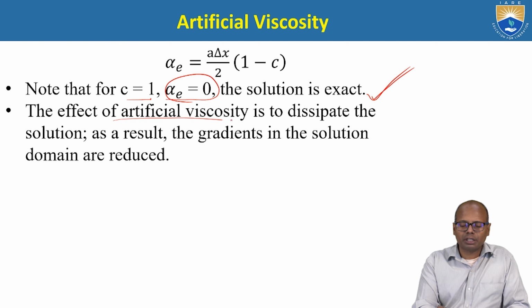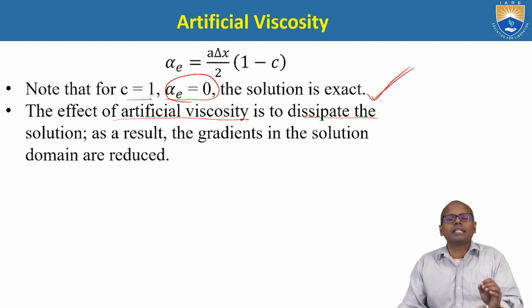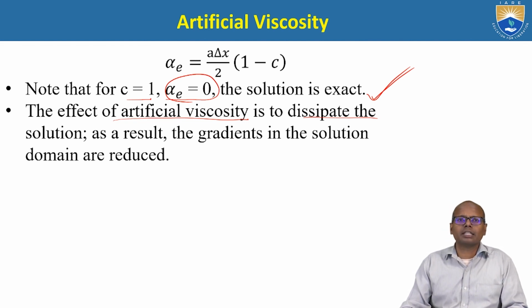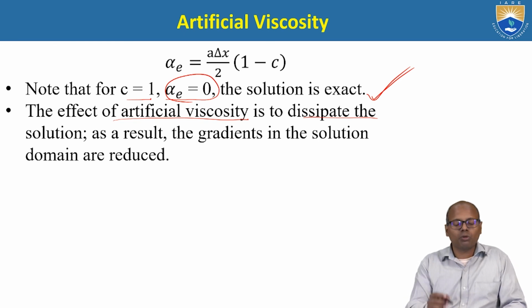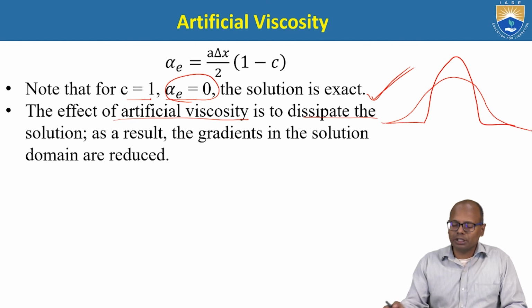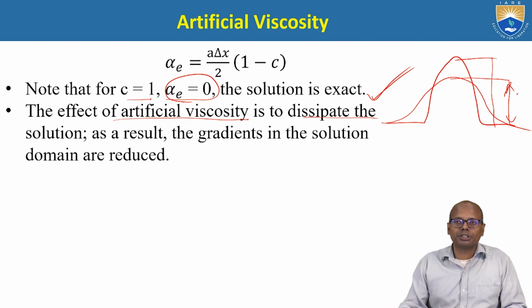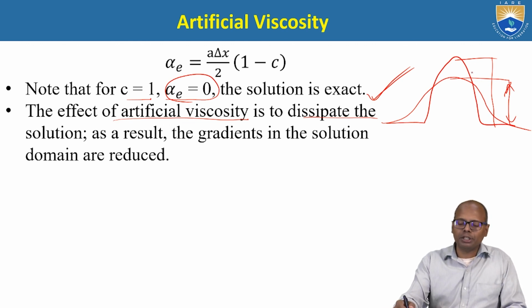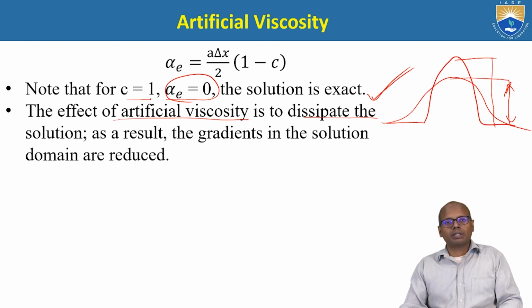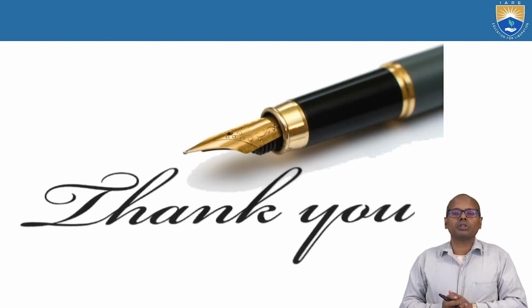Now the effect of this artificial viscosity is to dissipate the error in the solution. As a result, the gradients are reduced. We have seen that this is the exact solution, and the first order accurate solution is like this. In the first order accurate solution, what is happening? We have already discussed, the amplitude is reducing. So this is the amplitude and this is the new amplitude in the first order accurate method. So the amplitude is reduced, the error in the solution is dissipated, and the gradients are getting reduced. So this is about the artificial viscosity.